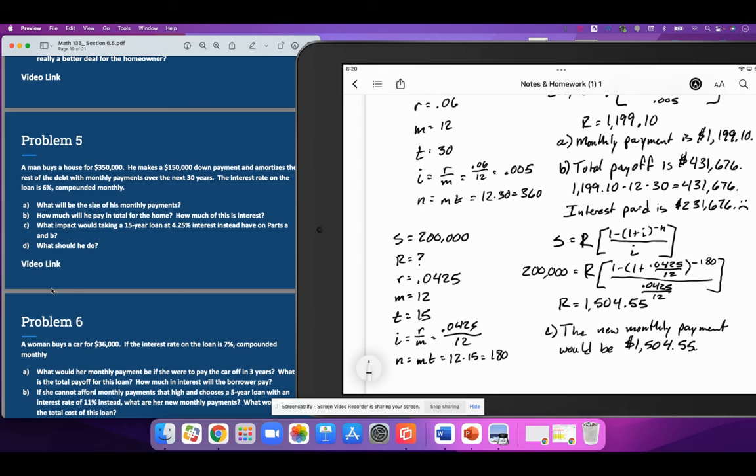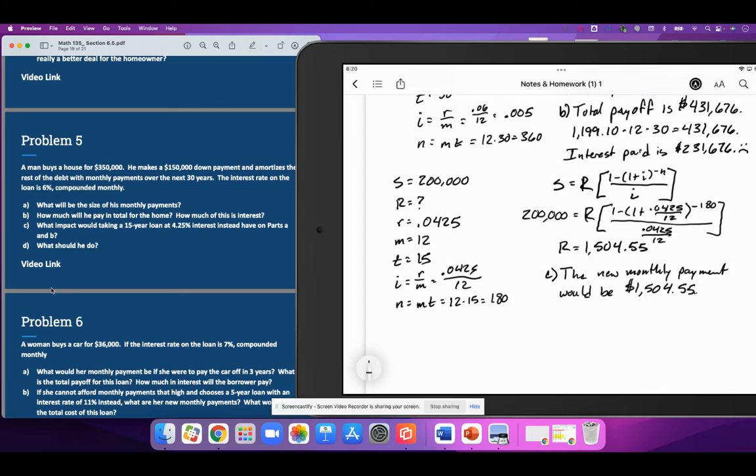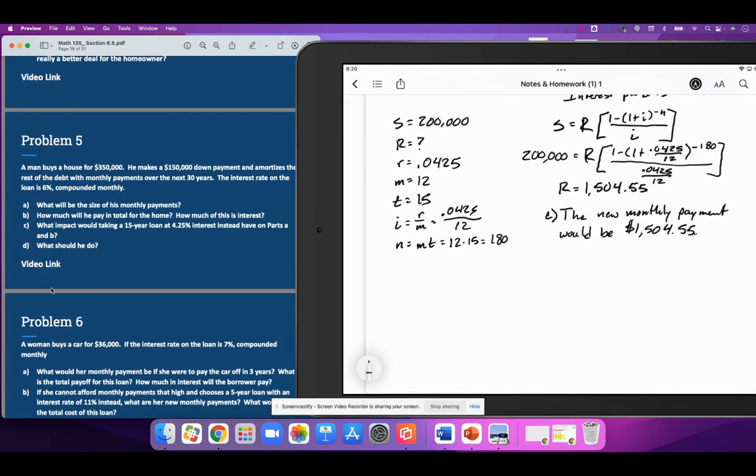That's not a huge jump. It's from about $1,200 to about $1,500, so about $300 more a month. Frankly, you could probably make about $300 a month driving for Uber or doing Instacart or something like that. So let's see what sort of impact this is going to have for this person.